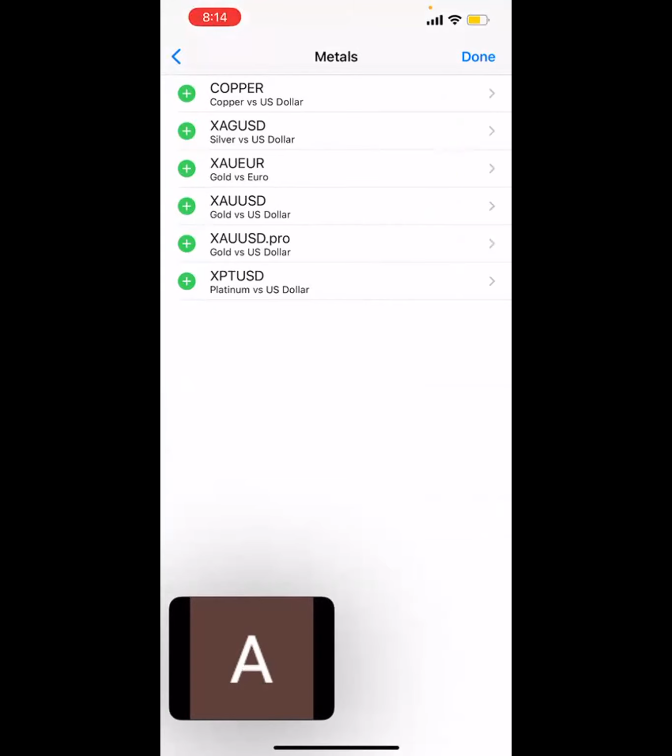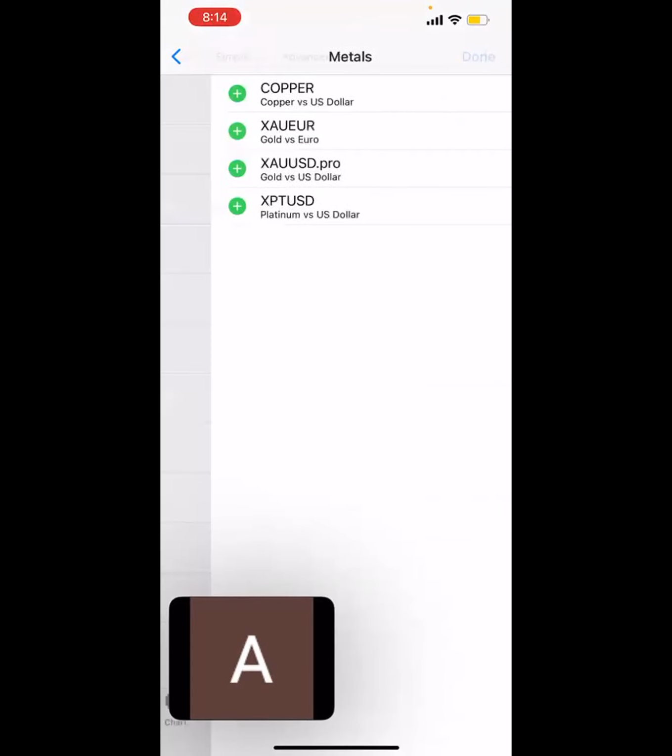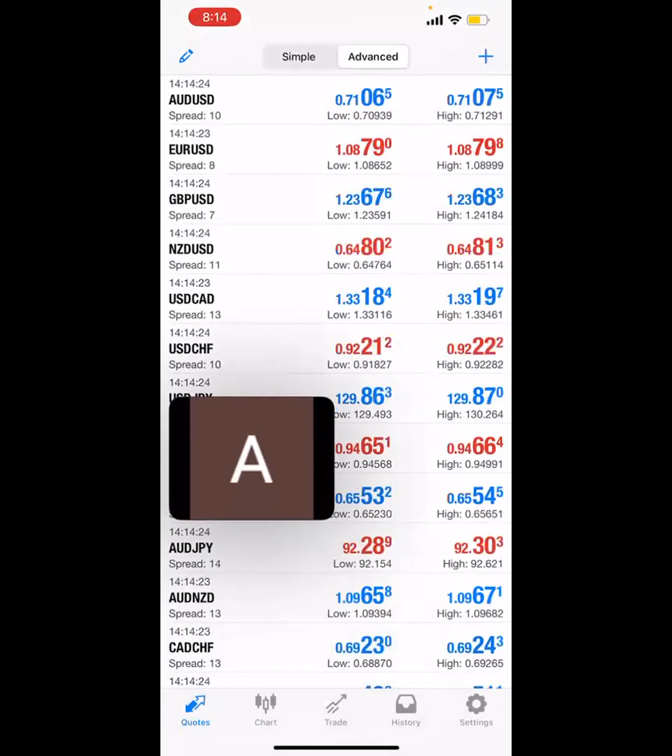So XAU, tap that one. Gold versus euro? No, leave that one. Just go for gold versus USD dollar. Yes, that's the one we are looking for. That's all. Done. Okay, good. We have plenty list now.